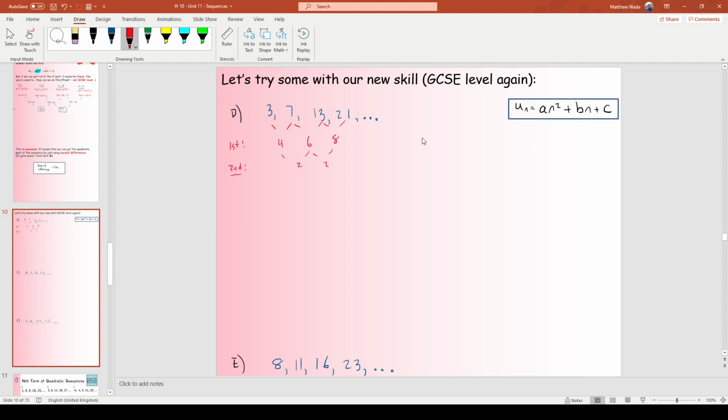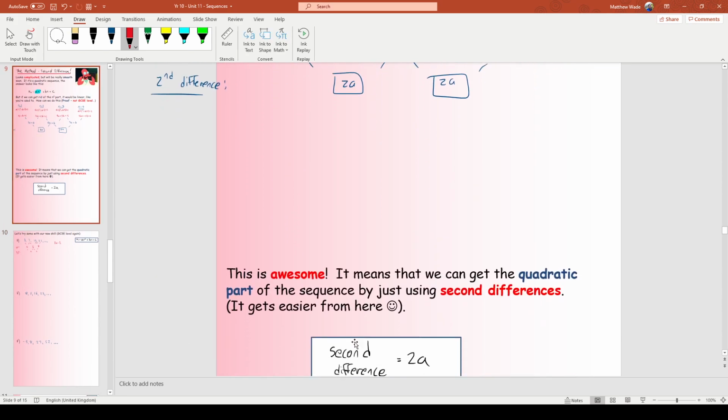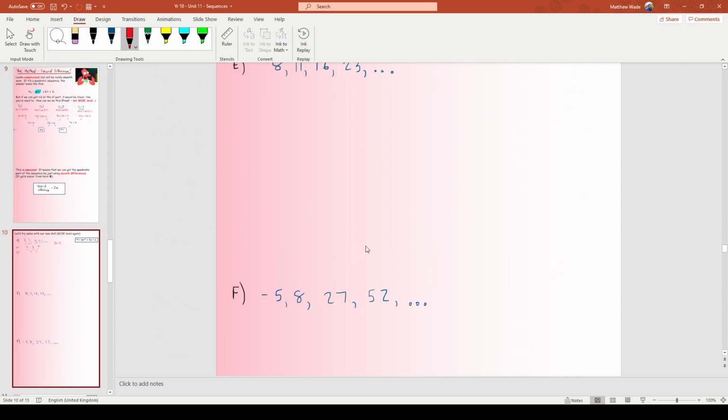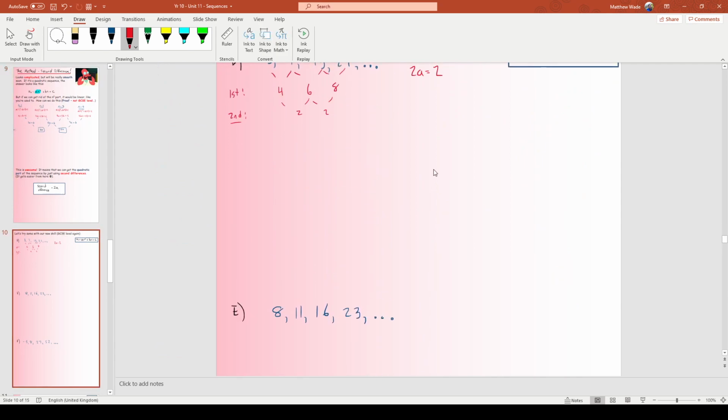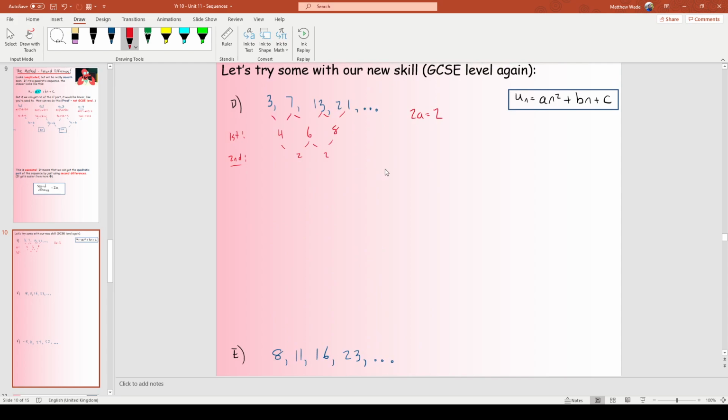That means, my buddies, that 2a is equal to the second difference, which is 2. See? I used the thing that was just on the last slide. I used that the second difference was equal to 2a. So that means that the second difference, which is 2, is going to equal 2a, which means a is 1.